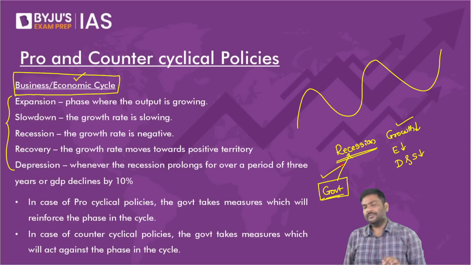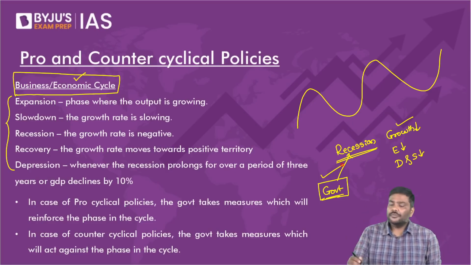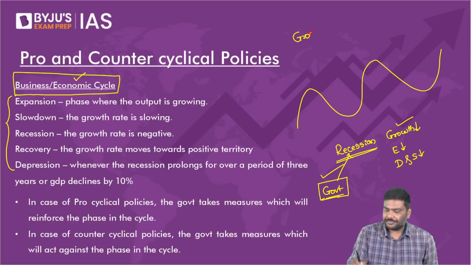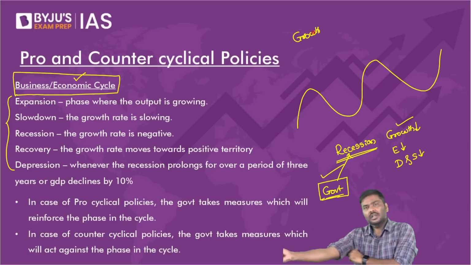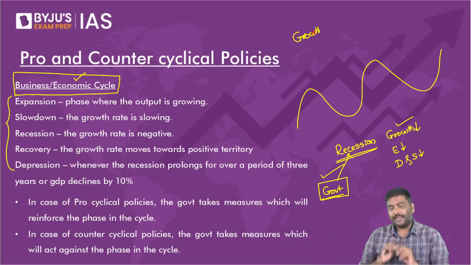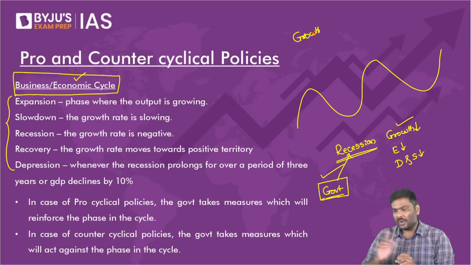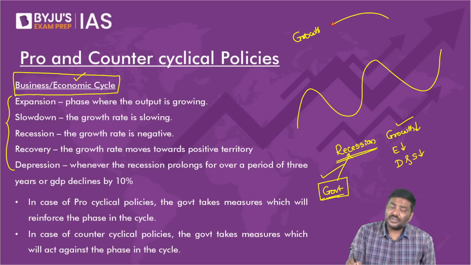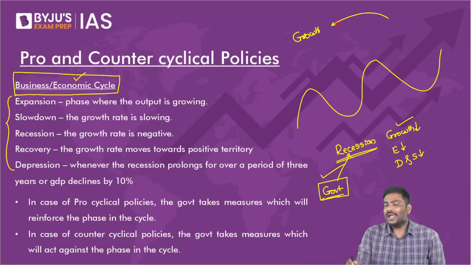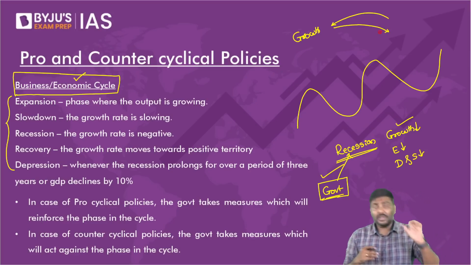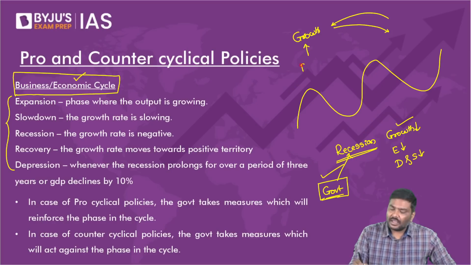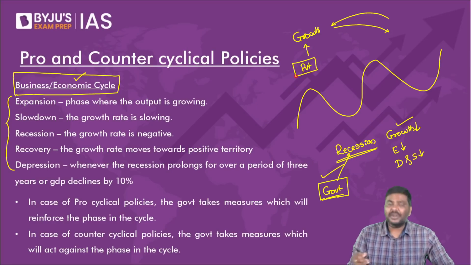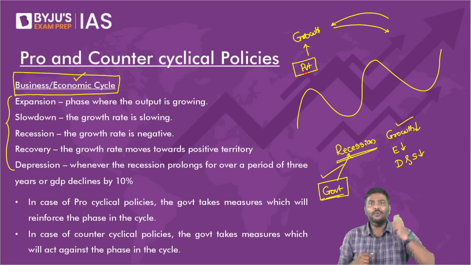This is example 1. Example 2. Whenever the growth rate is very high, they say government has two options. One, government can invest when the growth rate is very high, and the other, government can reduce its investment when the growth rate is very high. What do you mean by that? When the growth rate is very high, please tell me what will be the private sector investment in the economy? Tell me now.